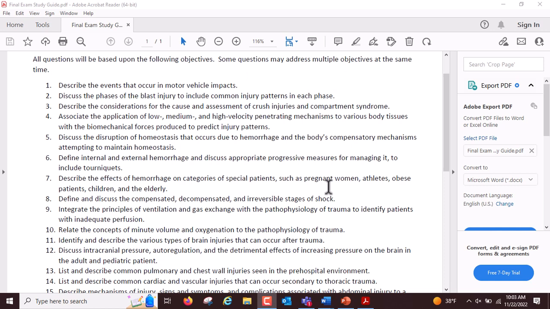Minute volume. What is minute volume? It's actually your respiratory rate times your tidal volume over 1 minute. Okay. So here's the thing to remember about minute volume. In the normal patient, if the respiratory rate goes down, what happens to the tidal volume? It goes up. And the vice versa is true.